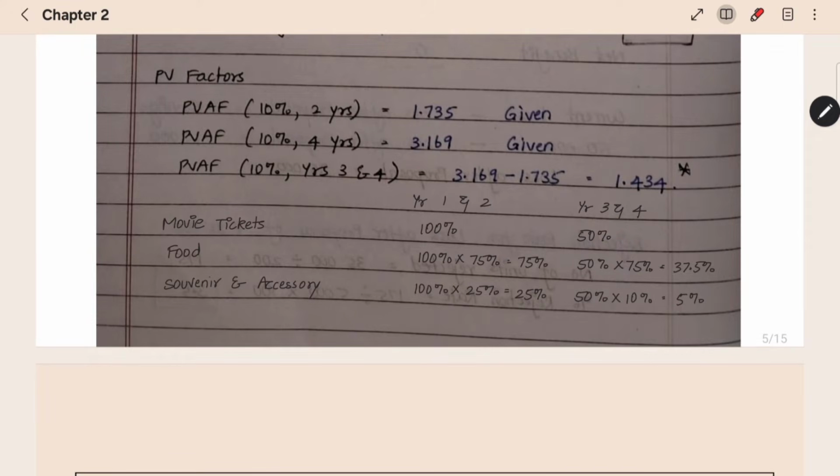Now we are going to see the solution for illustration number 2. Before that, we have to see one thing, the weight which we have to assign for the cost. For movie ticket, year 1 and 2, 100% revenue we will get. But in year 3 and 4, only 50% will visit. So you will get only 50% of the movie ticket revenue.